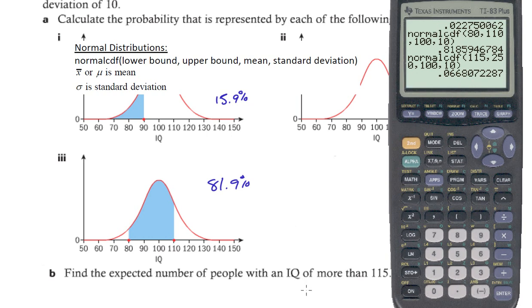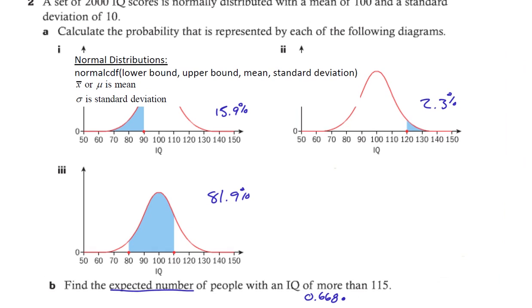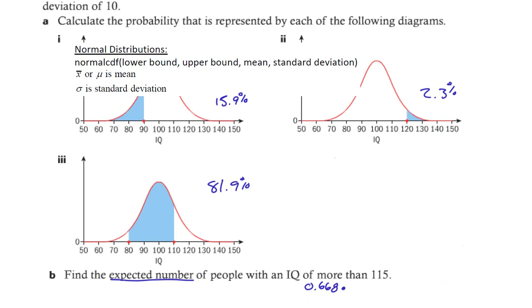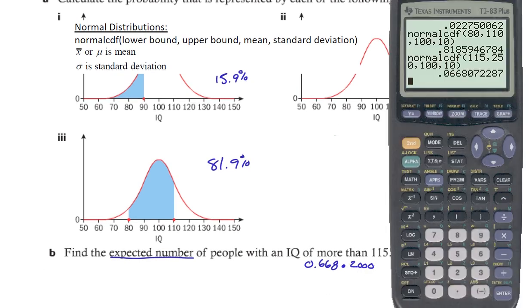6.7%. Oh, sorry. Let's do this. 0.668. Since we're looking at the expected number, we've got to take that and multiply by the total number of people. And there's 2,000 IQ scores. So we take that 0.668 times 2,000, or in this case, I've already got my answer in there. I just push times 2,000. And we're going to expect about 134.